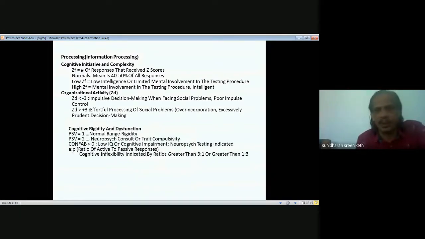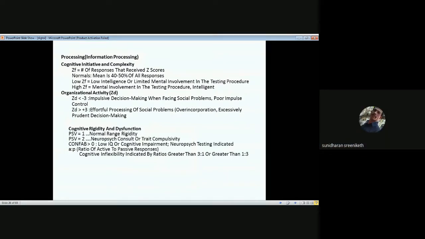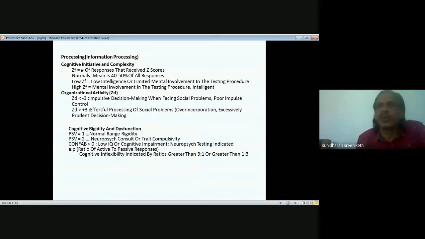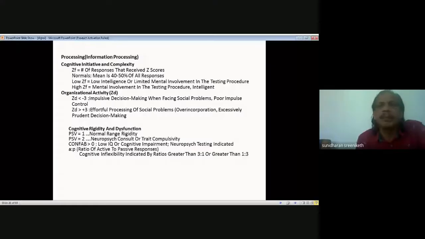another is cognitive rigidity and dysfunction. Whether the patient is normal in cognitive rigidity, or is there any compulsive trait present that causes some problem in cognitive dysfunction or cognitive rigidity, that can be assessed by knowing this index.